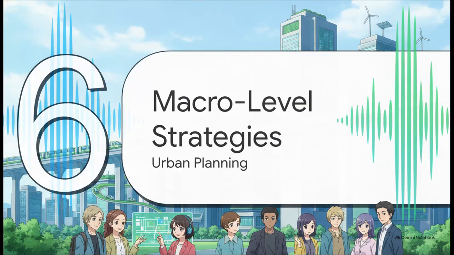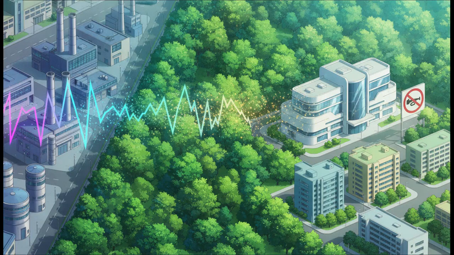Section 6. Macro-level noise strategies. Urban planning. Finally, let's zoom out from individual machines and single buildings. How does this framework apply to entire cities and populations? At the macro scale, civic leaders and urban planners apply this exact same engineering framework. They protect civilian receivers through strict zoning, isolating noisy industrial activities far away from residential areas. It requires long-term urban planning and robust public education.